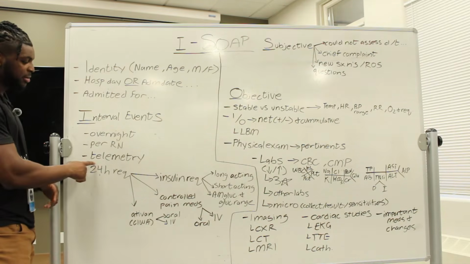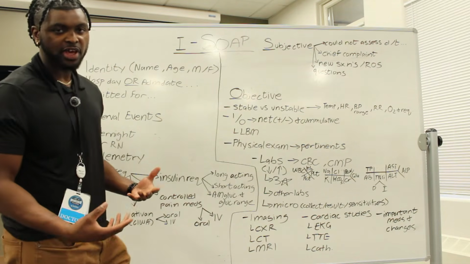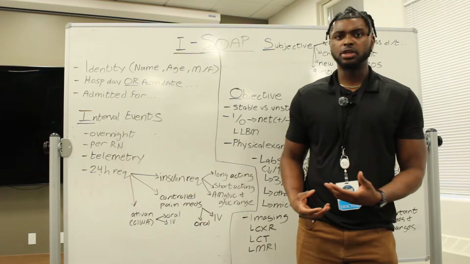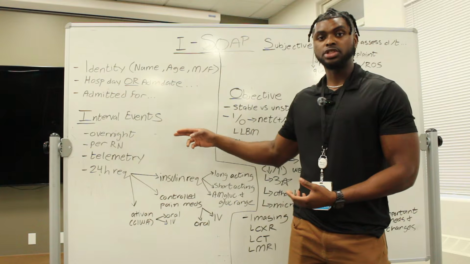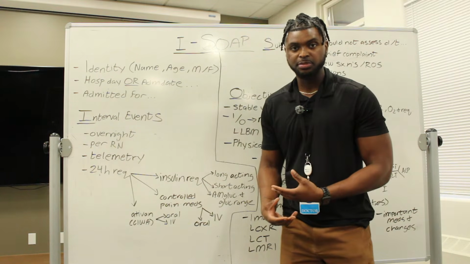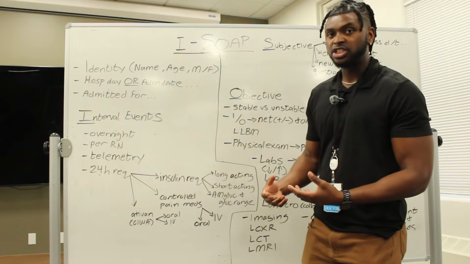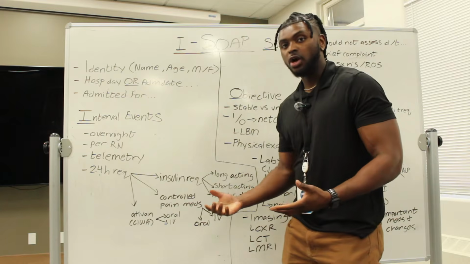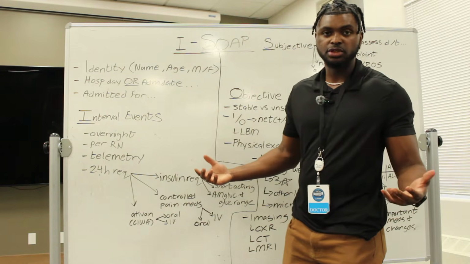Next, telemetry. If your patient has AFib or flutter or whatever sort of cardiovascular heart rate issue, always go to your telemetry tech or nurse and ask them, were there any overnight events that I should be aware of? And if there were, mention, hey, they were in VTach for 8 beats, or they were in AFib with RVR. And if nothing, just say no telemetry events.